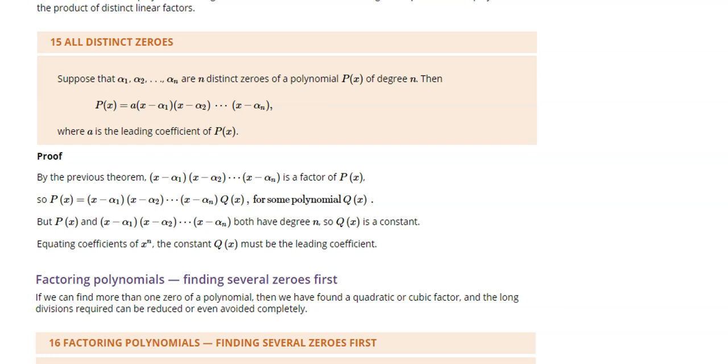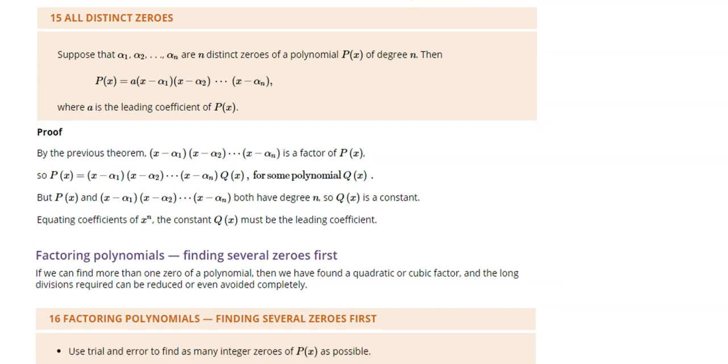And that constant could be 1 or anything really. So equating coefficients of x to the n, the constant q of x must be the leading coefficient. It could be the coefficient of everything, but it would definitely be the leading coefficient, because just by its nature, if it's multiplying with this whole thing, when you eventually expand all the x's, your constant would be multiplying with that.